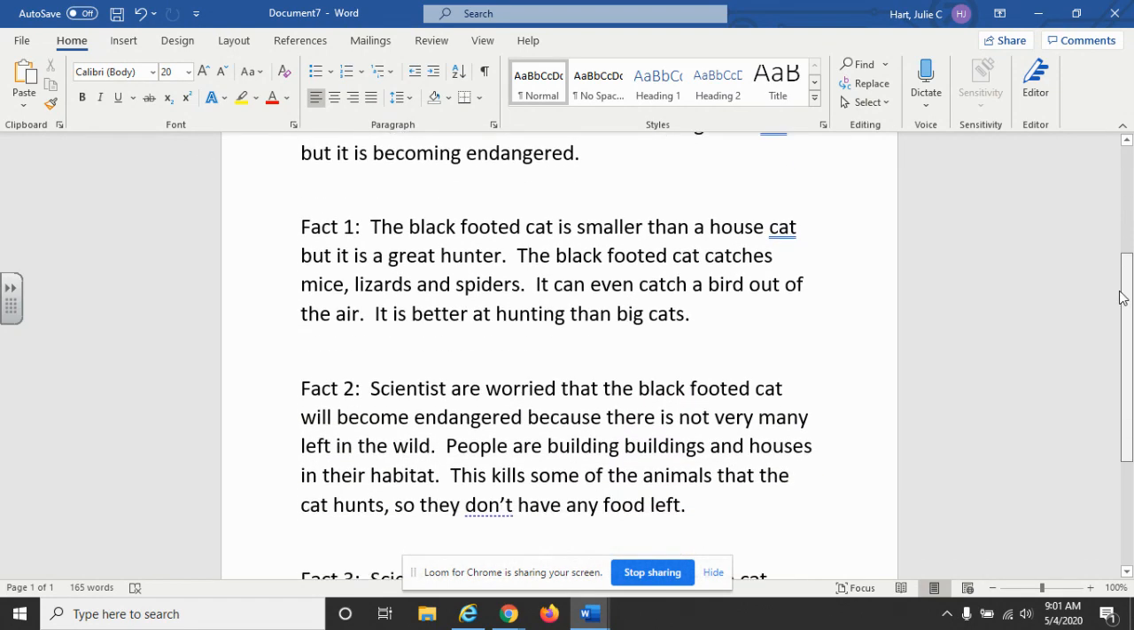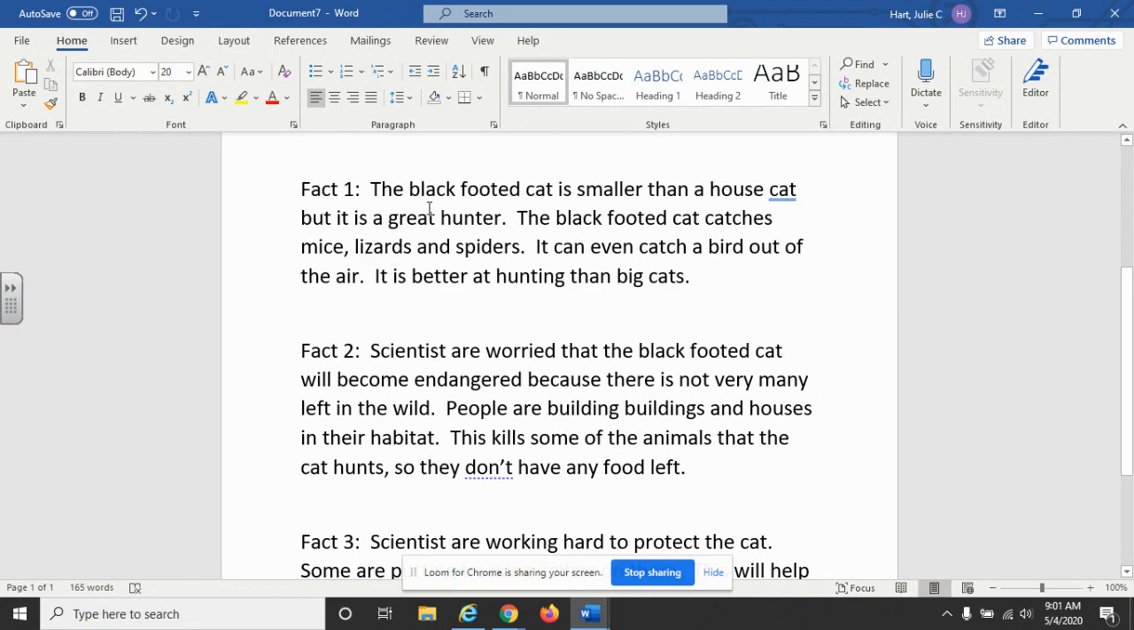So then I went into my fact number one, which again will become my first paragraph in my piece. And I said that the black-footed cat is smaller than a house cat, but it is a great hunter. The black-footed cat catches mice, lizards, and spiders. It can even catch a bird out of the air. It is better at hunting than big cats. And you can see this whole fact number one paragraph focuses on how it's a great hunter.